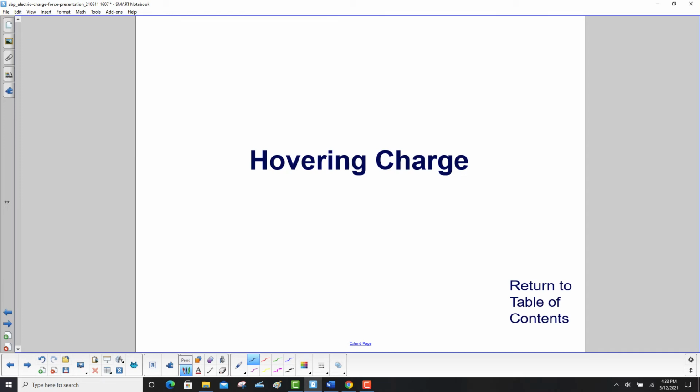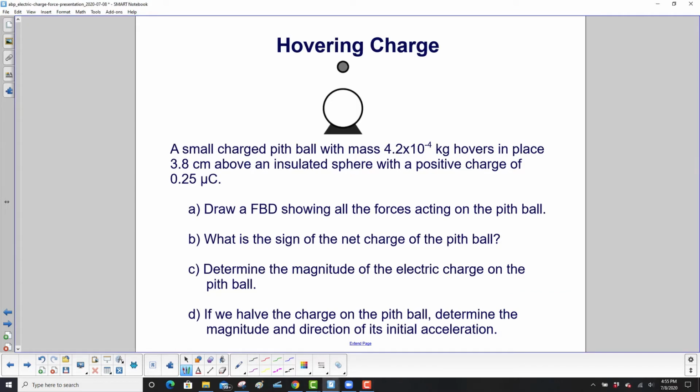Hovering charge. A small charged pith ball, that's up here, with mass 4.2 times 10 to the minus fourth kilograms, hovers in place 3.8 centimeters above an insulated sphere with a positive charge of 0.25 microcoulombs. Draw a free body diagram showing all the forces acting on the pith ball there. What is the sign of the net charge of the pith ball? Determine the magnitude of the electric charge on the pith ball. If we have the charge on a pith ball, determine the magnitude and direction of its initial acceleration.